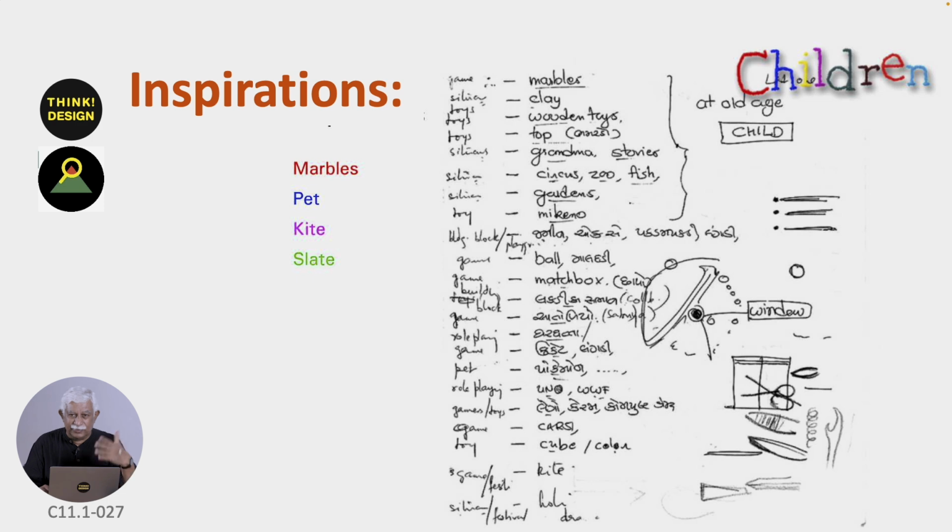Many ideas, you can see they tried to sketch some of them. This is how you have to brainstorm with keywords, okay, with functionalities, with trying to visualize them, and some things which actually stood out for them were marbles, pet, kite and the slate, and they said that these are products which the children use, can we use them as metaphors to come out with new ideas.